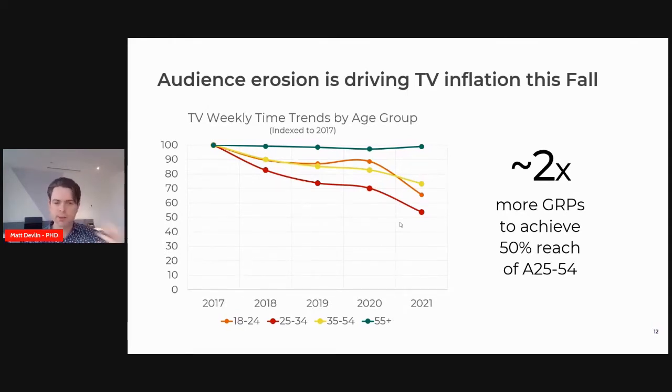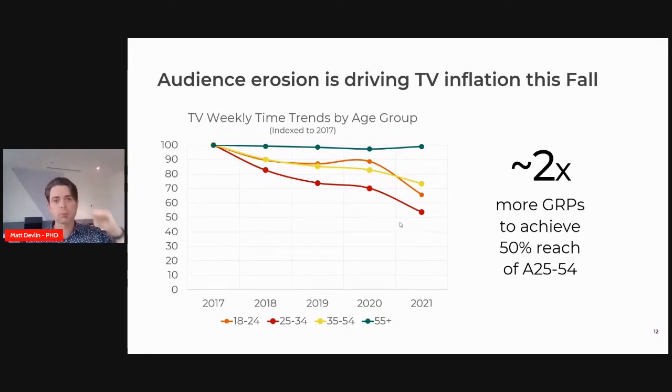And younger audiences, no news, have turned away from television more than older audiences. Adults 55 plus have stuck with it. The implication is right now, advertisers are coming back to television because they're ready to invest, but audiences have fallen, especially younger audiences. So there's a supply issue. It actually takes twice as many GRPs now to reach half the population as it did 2 or 3 years ago. And that is causing two types of inflation in TV alone.